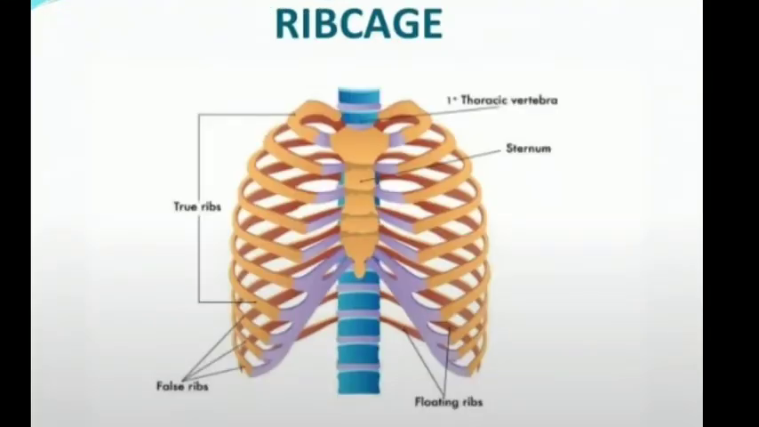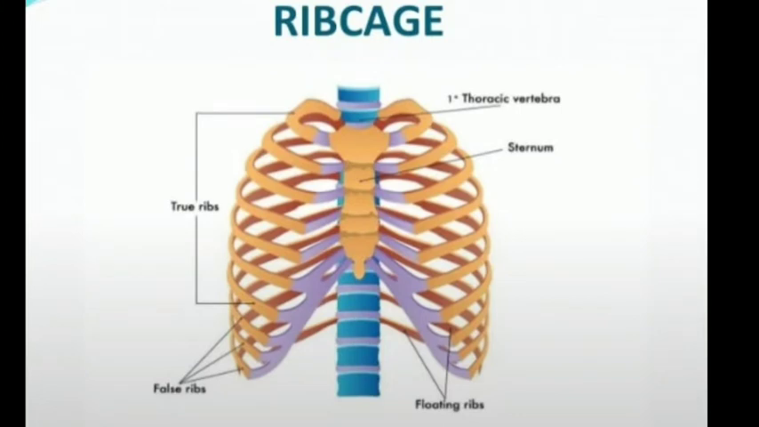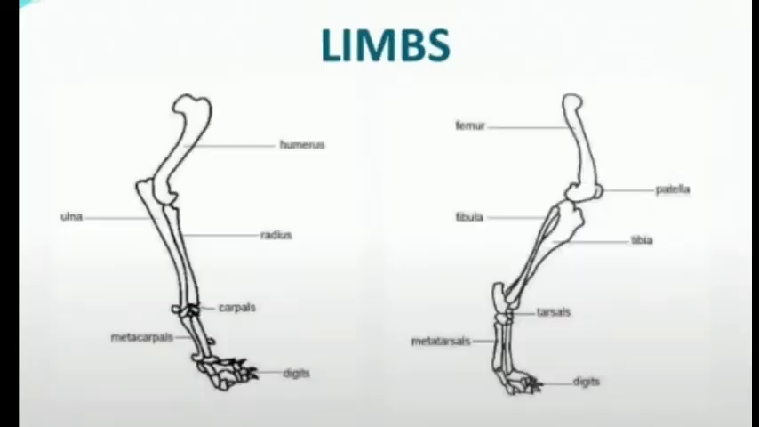Next is rib cage. There are 12 ribs on each side of the chest. An interesting fact is 8th, 9th and 10th pairs are known as false ribs because they do not join the sternum directly but are connected to the 7th rib by cartilage. The 11th and 12th pair are known as floating ribs.